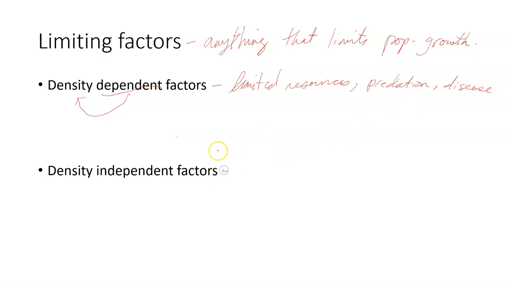Okay, let's talk about density-independent factors. These are factors that are independent of density, so density doesn't really matter. We typically think of these as things completely out of the control of anything, right? Earthquakes, tsunamis, random acts, random events, geological events, all sorts of things.